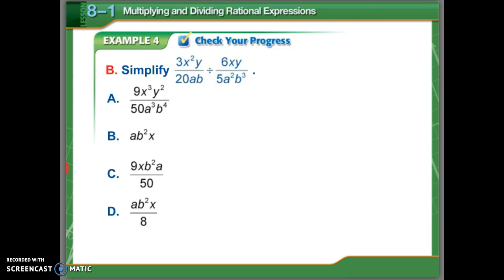And the answer this time is choice D. You simplify all this, make sure you flip the second fraction over, change division to a multiplication sign. You'll be left with a times b squared x over 8.